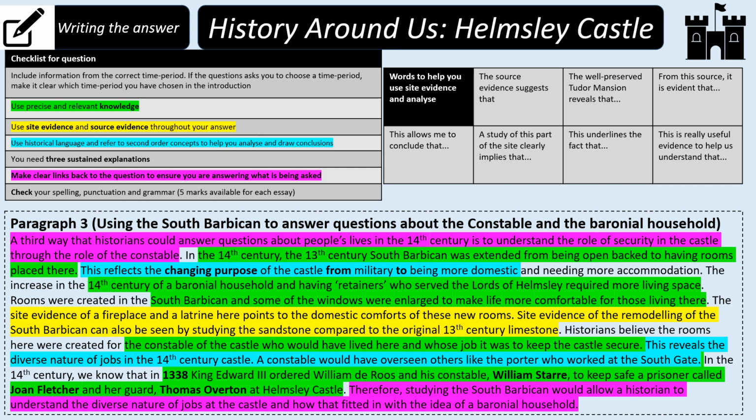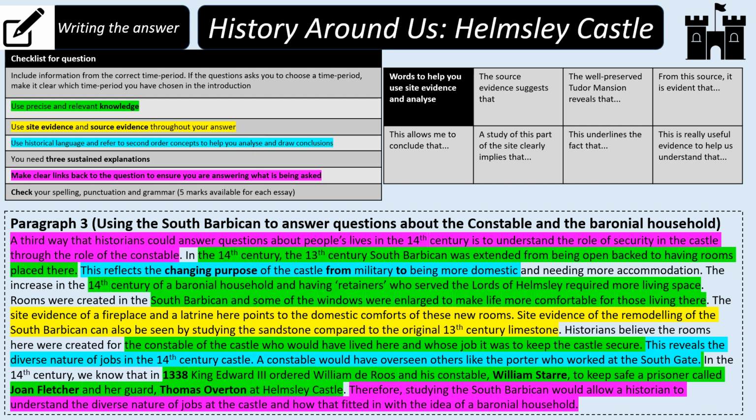Okay, the last one is the South Barbican, to answer questions about the constable and the idea of the baronial household. So a third way that historians could answer questions about people's lives in the 14th century is to understand the role of security in the castle through the role of the constable. In the 14th century, the 13th century South Barbican was extended from being open back to having rooms placed there. This reflects the changing purpose of the castle from military to being more domestic.